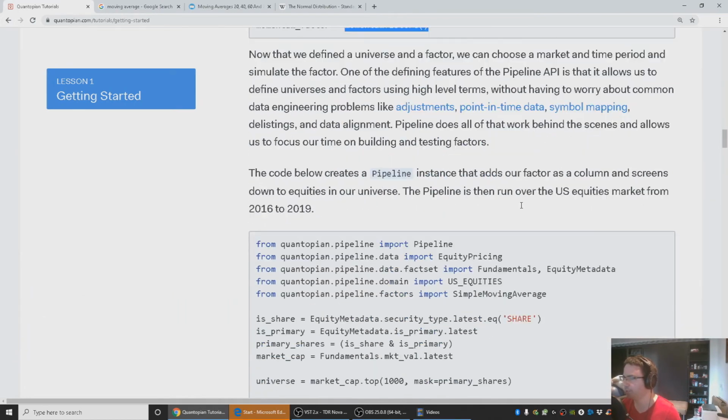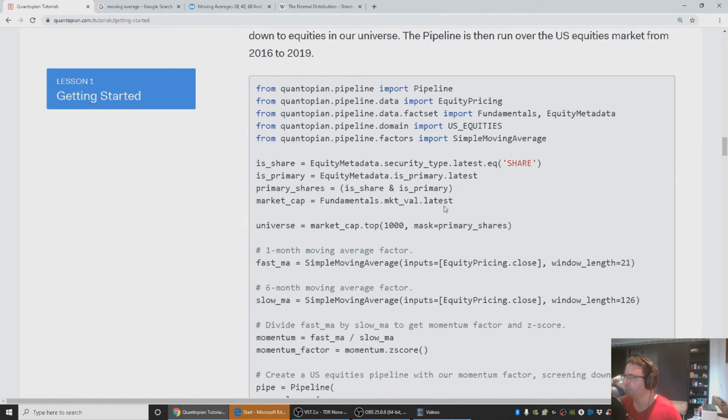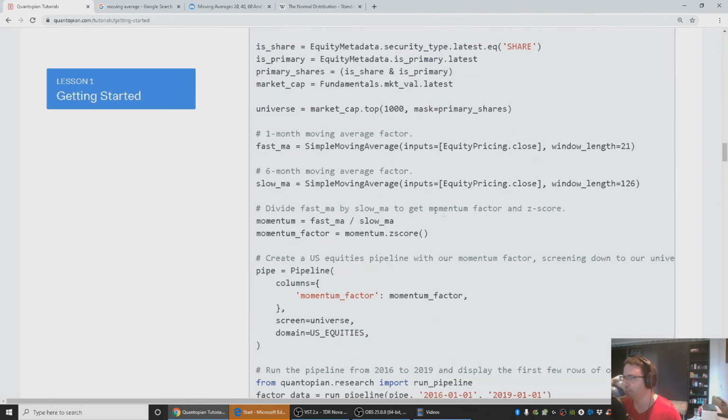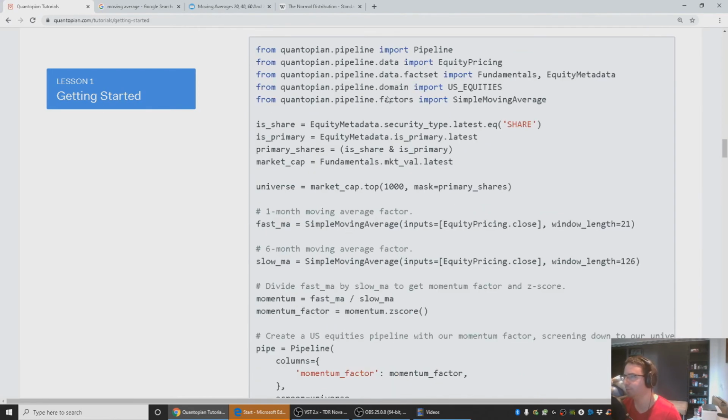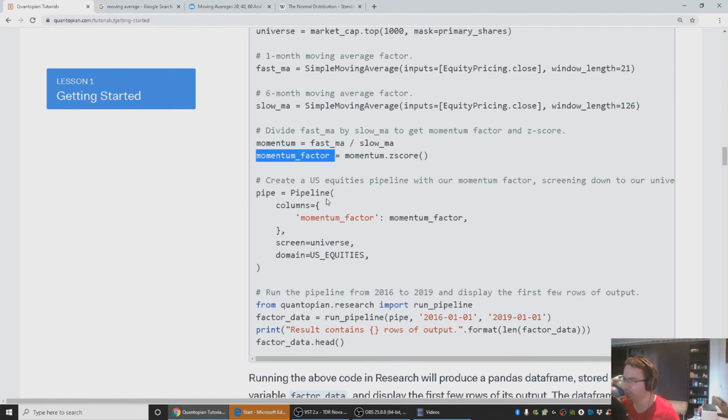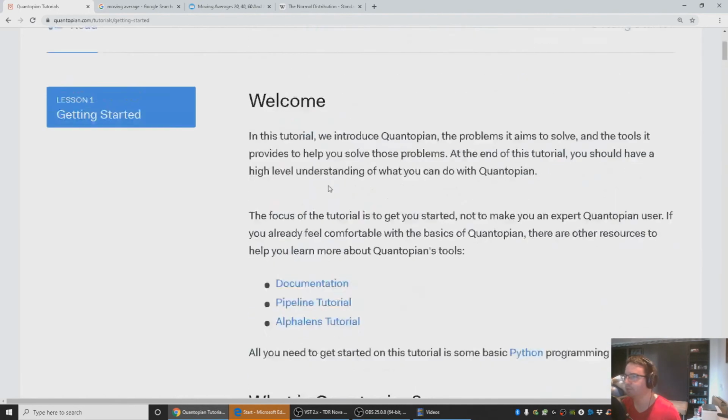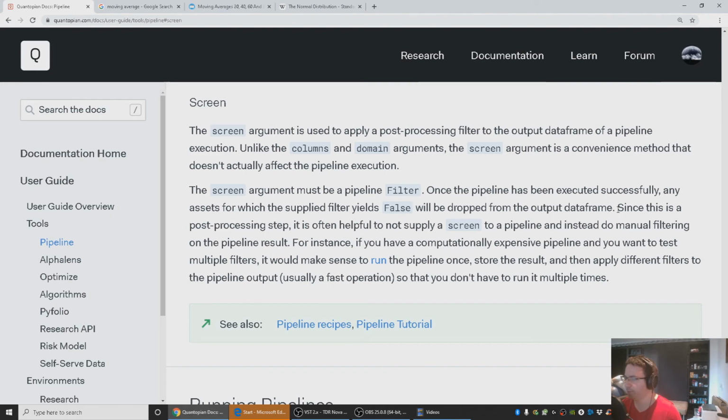So here's the code for creating the pipeline. We do all that stuff we did before, set up the moving averages. The type of these is a factor, because this simple moving average is a built-in factor. And then you set up a pipeline. We pass in a factor in a column called momentum factor. We set up a screen, which is a universe. So the screen, okay, so it's a filter that's applied.